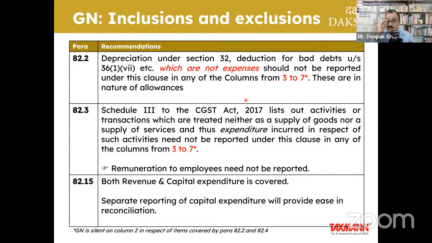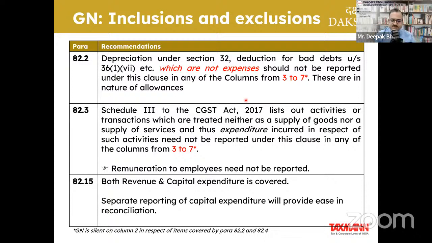Now, the question is, do I need to report only revenue expenditure which is appearing in my profit and loss account, or do I also need to report my capital expenditure? So as per para number 82.15, both revenue as well as capital expenditure need to be reported in your clause number 44. But at the same time, the Institute says that while reporting revenue and capital, they must be segregated and reported in two line items in your clause 44, right?